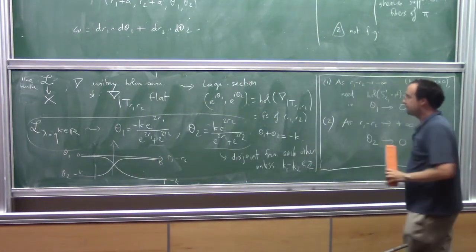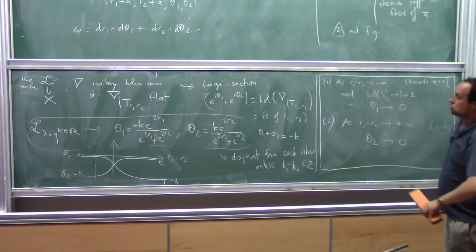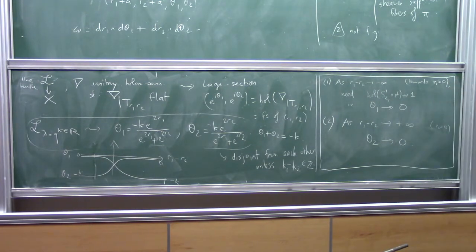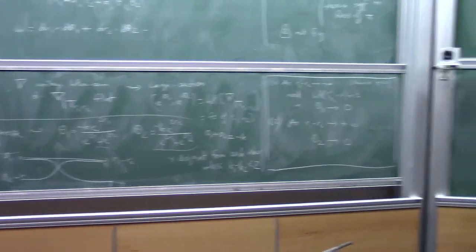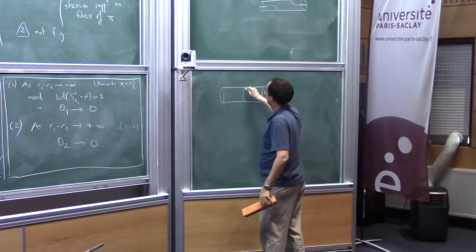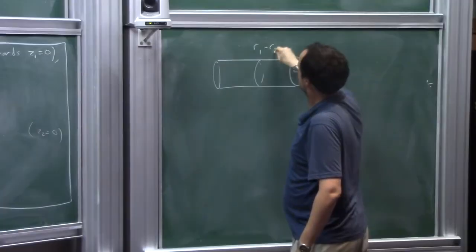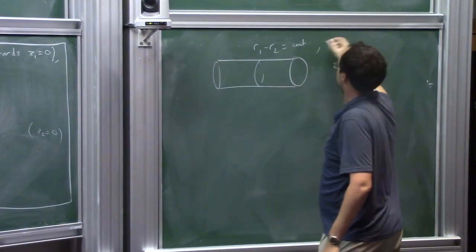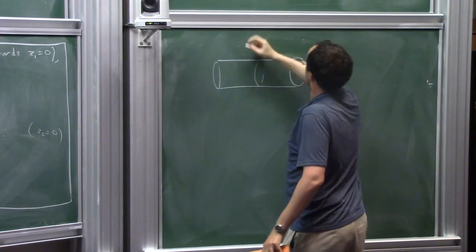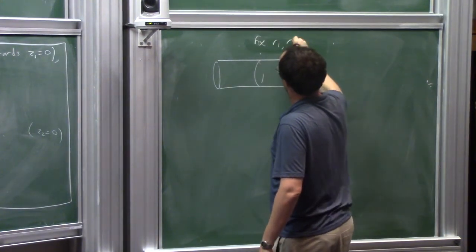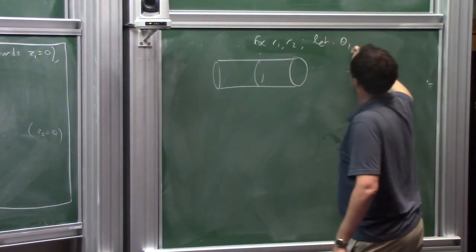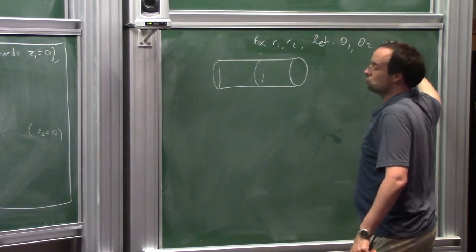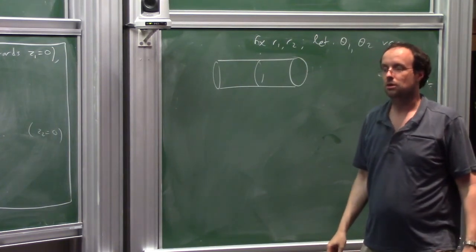So what corresponds to points? Very good question. Well, most points correspond to, actually you basically fix R1 and R2 and let theta 1, theta 2 vary. That's the mirror to a skyscraper sheaf of a point.